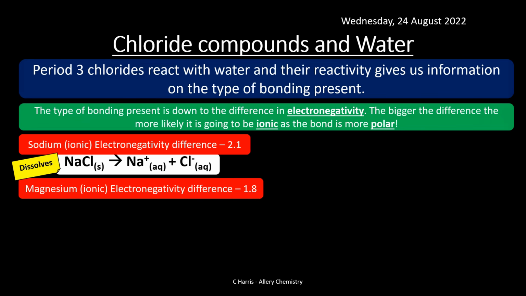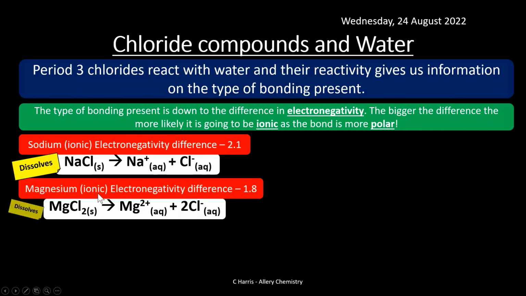Now, if we look at the next one, magnesium has a lower difference in electronegativity. Sorry, lower difference, not slower. Lower difference, which is 1.8. So magnesium chloride is obviously ionic, and so this will also dissolve as well. Magnesium chloride will dissolve in water to form Mg2+ and 2Cl-.